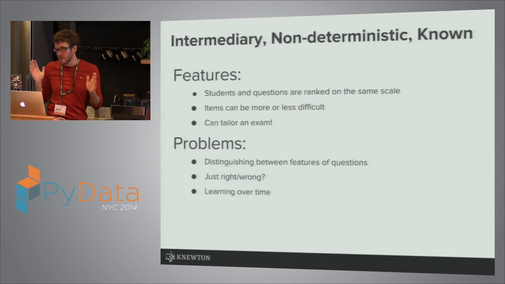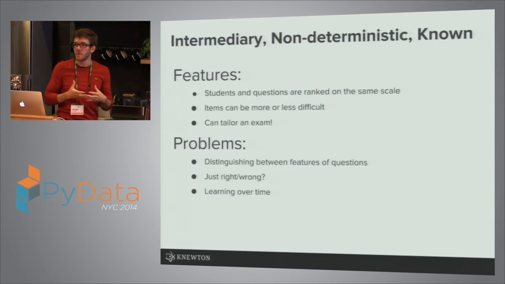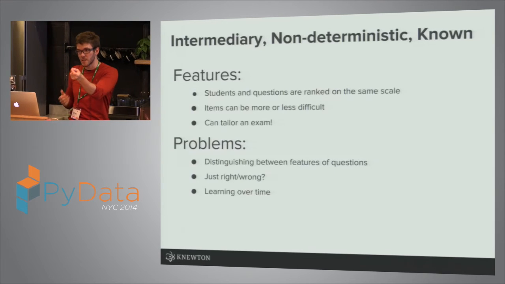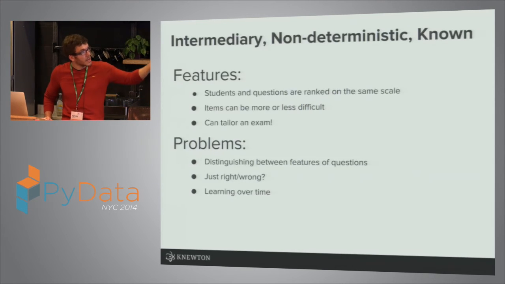But it still has some problems. The big ones are things like distinguishing between features of questions. Getting that assessment right, coding it right, which concept is it assessing, is still a very hard problem. And you can imagine it might assess multiple concepts. What does that mean? Turns out a simple thing to do is, just like logistic regression, add features.